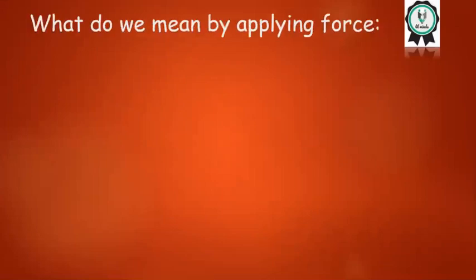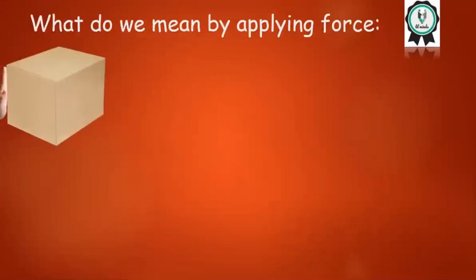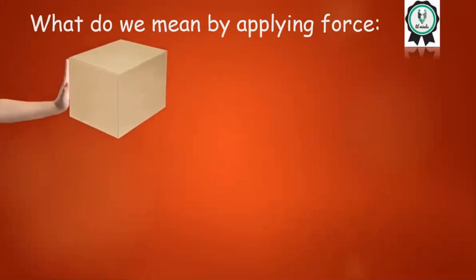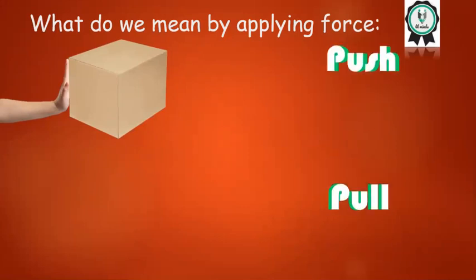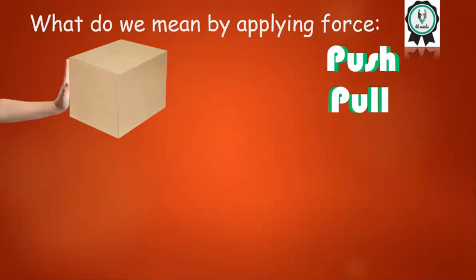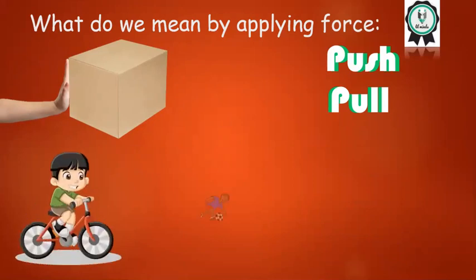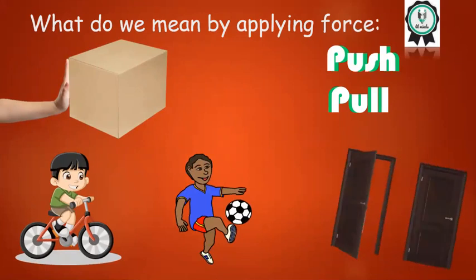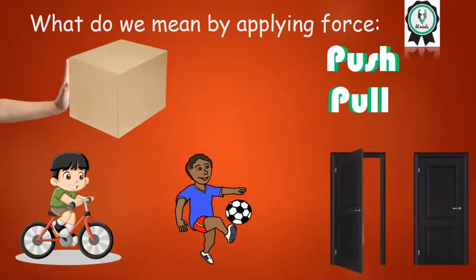What do we mean by applying force? As you can see in the given example, the hand is applying force on the box. That is, it is pushing the box, which is causing the box to move. So we can conclude that force is the act of push or pull that results in the interaction of an object with another object. Other activities that include the application of force are riding a bicycle, kicking a ball, opening or closing a door, etc.